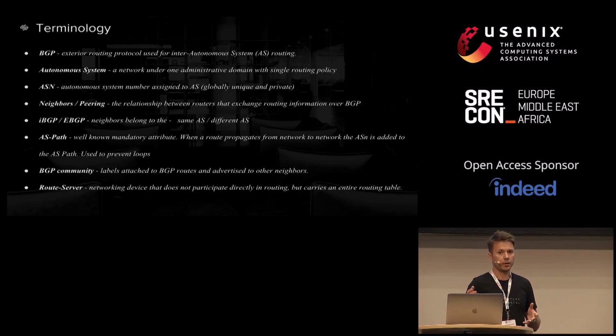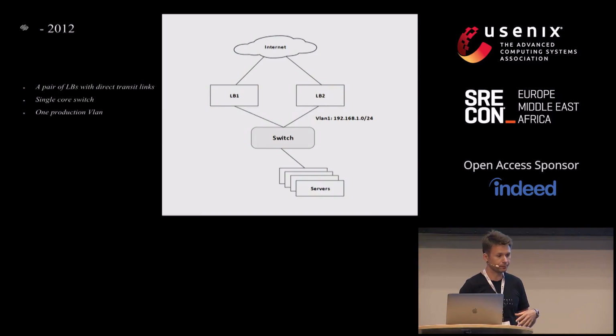So when a router or switch originates a route and records a BGP community in it, it usually means something for other neighbors. So this can be matched in the policy and some action may be taken. The route server is a networking device that is usually passive. It doesn't participate in routing, and it carries all routing tables from all the devices it's peering with.